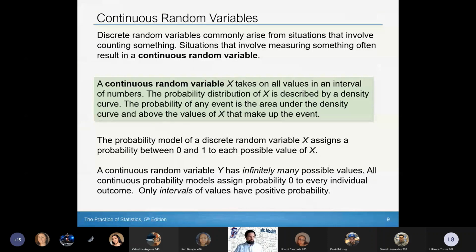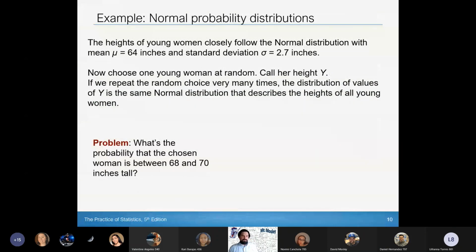So here's our example. We're going to look at normal probability distributions for this one because they fall into the category of a continuous random variable. The heights of young women closely follow the normal distribution with mean mu equals 64 inches and standard deviation sigma equals 2.7 inches. Now we're going to choose one young woman at random, call her height y. So the random variable y represents the height of a randomly selected young woman. If we repeat the random choice very many times, the distribution of values of y is the same normal distribution that describes the heights of all young women.